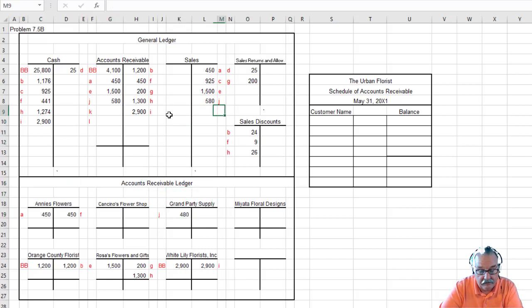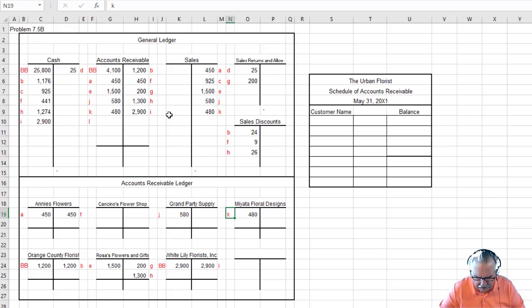And then we have the K transaction, which is $480 to Miata Floral Designs. So let's post that down below as well. Again, we're just posting the debit to accounts receivable. All we're posting down below is Grand Party Supply. I think it's $580 it was. And then Miata is $480.